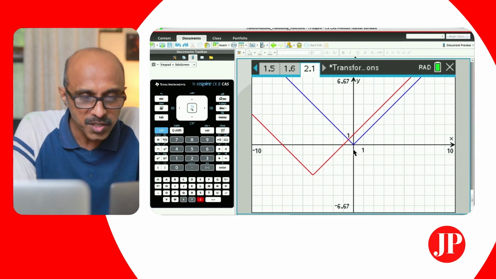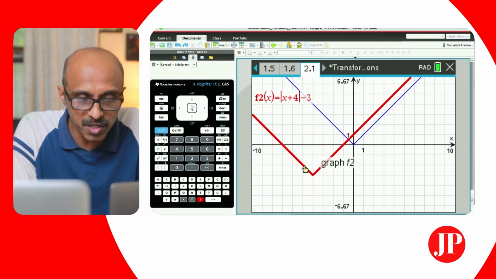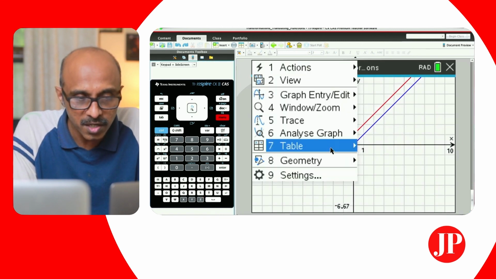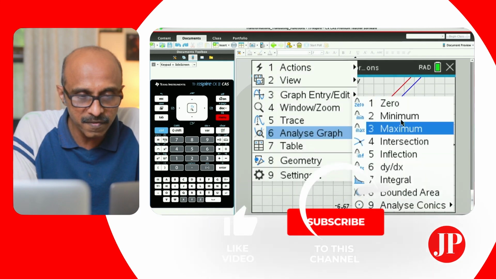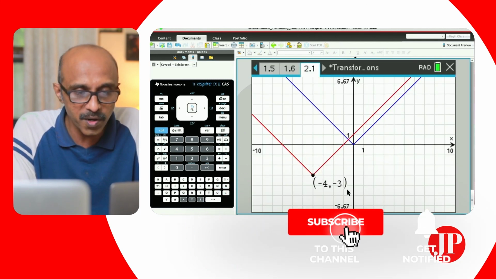There you go. And as you can see, the vertex, which is 0, 0 for the parent function, has now moved left 4 units and down by 3 units. And if you want to verify that also, you can analyze it and figure out what the minimum value is. The red graph, there you go, -4 and -3.